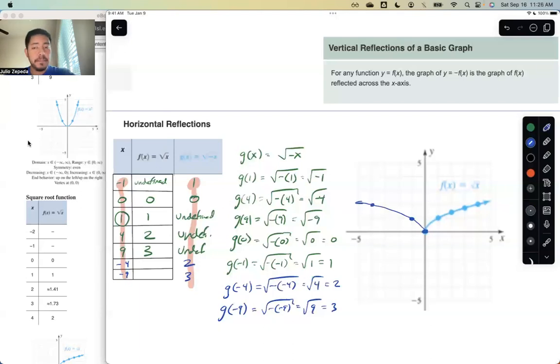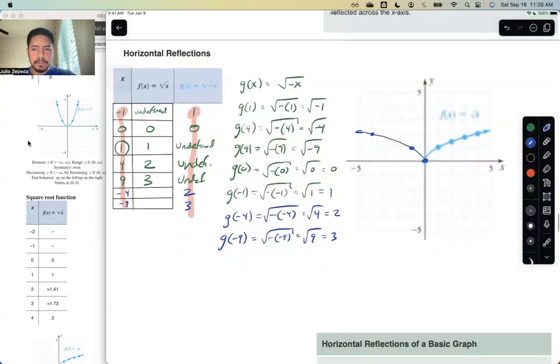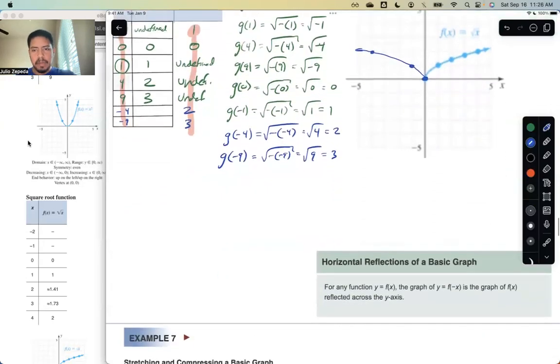You could plug in a bunch of numbers, but if you just remember, hey, if I see a negative on the x, on the variable inside of the function, then that's going to be a reflection about the y-axis. And then you don't have to plug in a bunch of numbers. I'm doing this work here on this one, but in class, I'm just going to do them really quick. Not plug in a bunch of numbers. Okay, so here we have it. For any function f of x, the graph y equals f of negative x is the graph of f of x reflected across the y-axis. Notice the difference there, though.